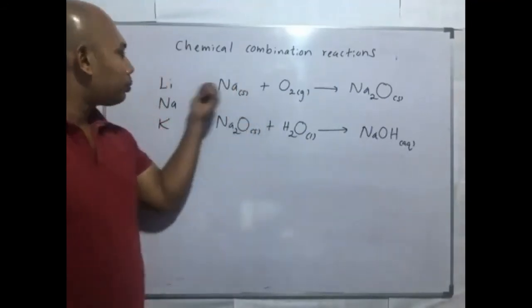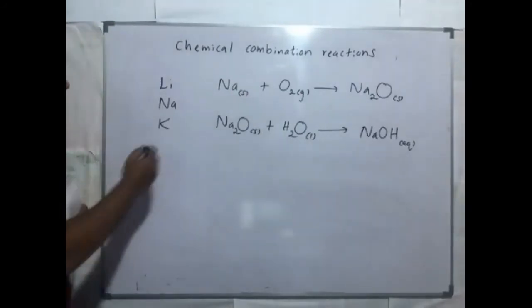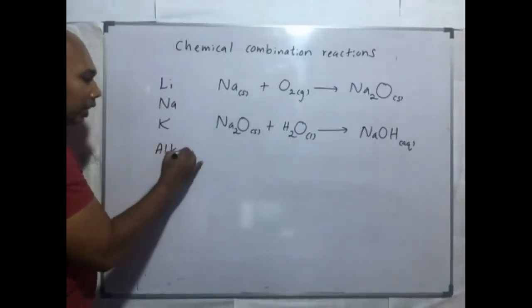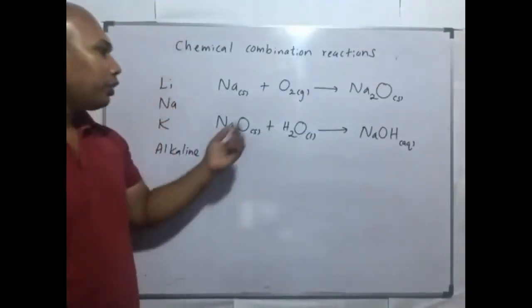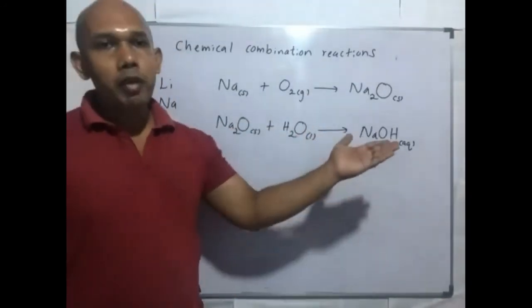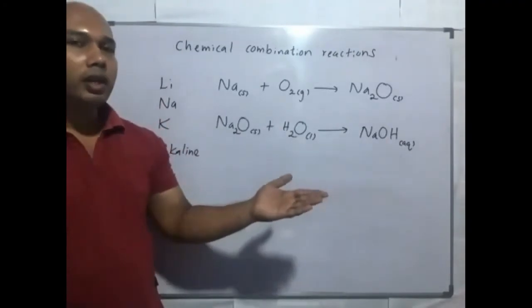Then alkaline oxide. The first group metals make alkaline oxides. Alkaline oxides react with water making very strong bases, right?